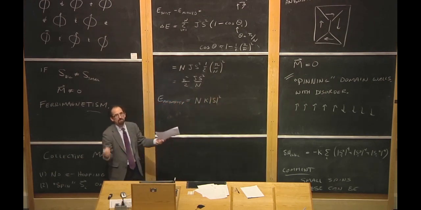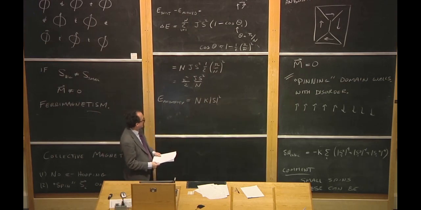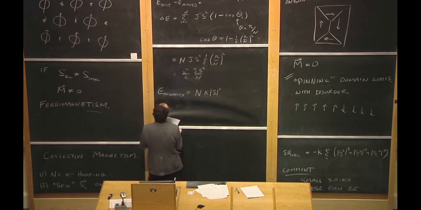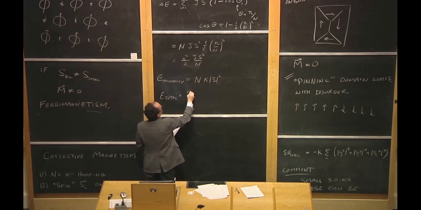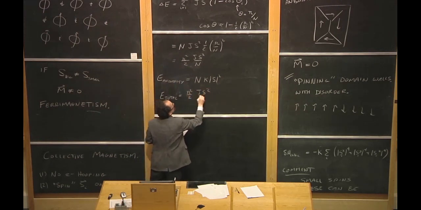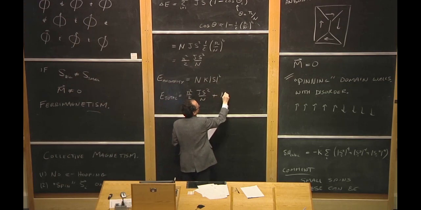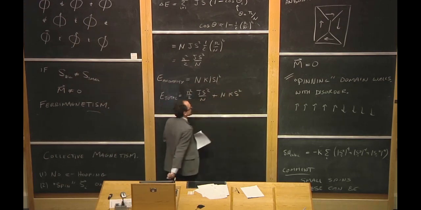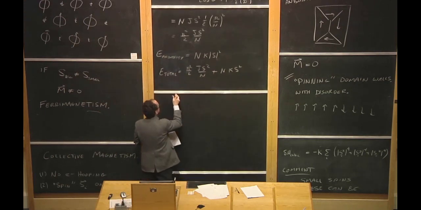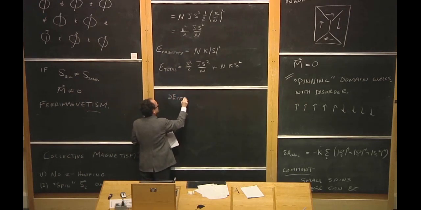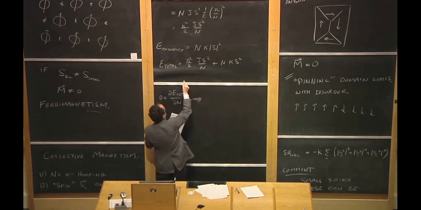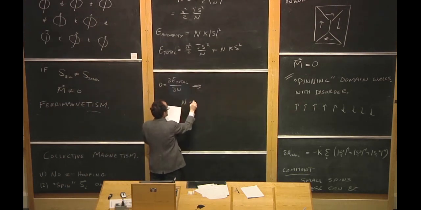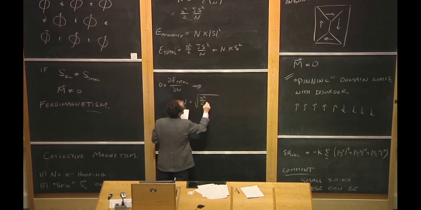Okay, I mean, this number is probably off by a factor of 2 or pi or something like that, but at least it will give us the order of magnitude correctly. So the total energy of the block wall, E total, is the sum of the Heisenberg energy, pi squared over 2 j s squared over n, plus the anisotropy energy, n kappa s squared. And then we have to minimize this, dE total dN, set that equal to 0. And that gives us, just differentiate that, n equals square root of pi squared over 2 j over kappa.